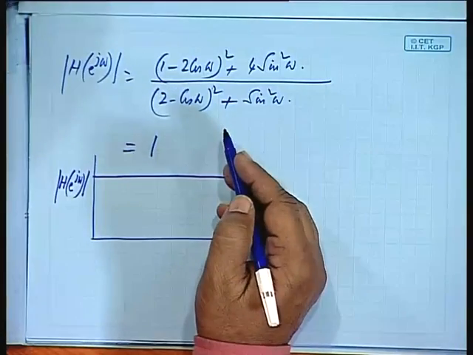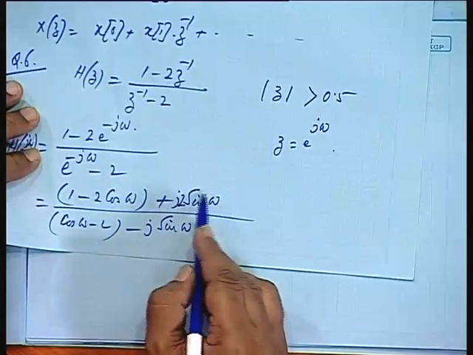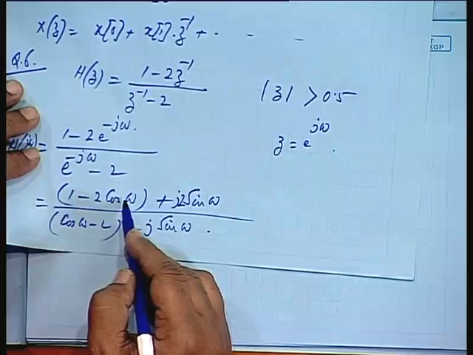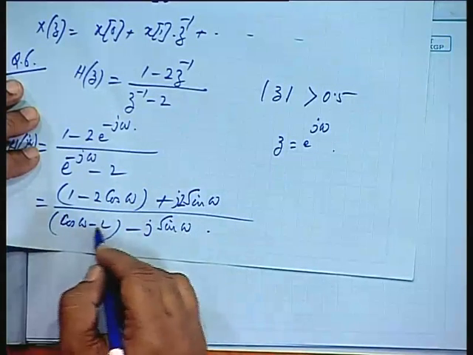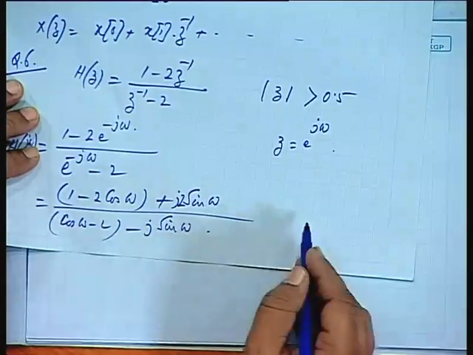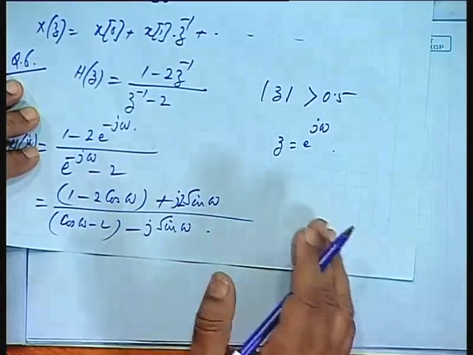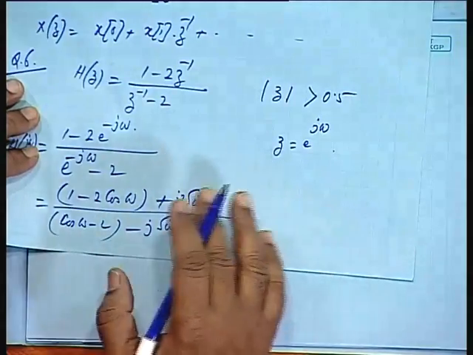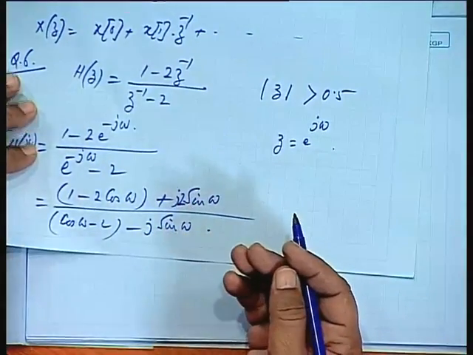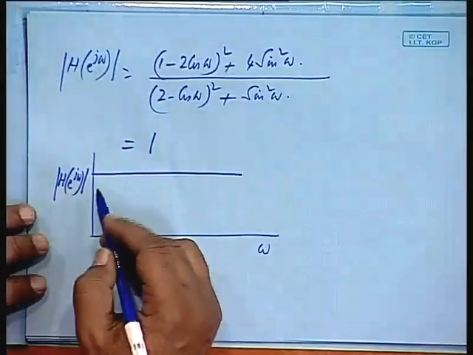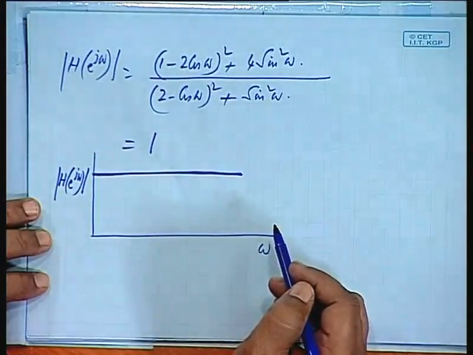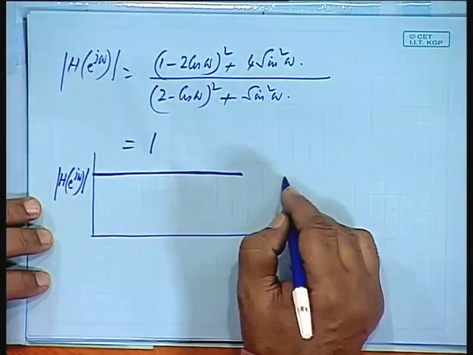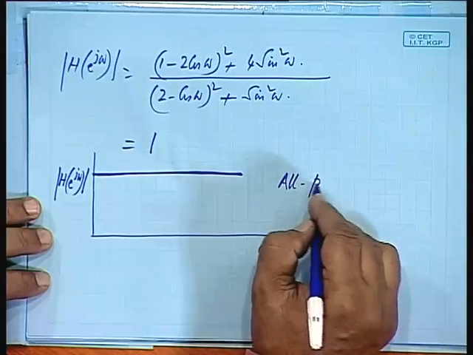Phase you can make out from here: tan inverse of 2 sin omega by 1 minus 2 cosine omega, and tan inverse of sin omega by 2 minus cosine omega, difference of the two. Now, this phase you have to compute for 1 or 2 sample values, it will again be a periodic function. A filter which has such a flat characteristic is known as an all pass filter. So, basically it was an all pass filter.